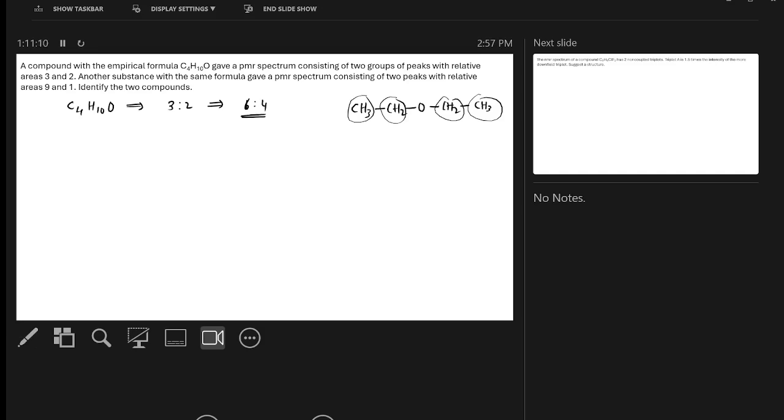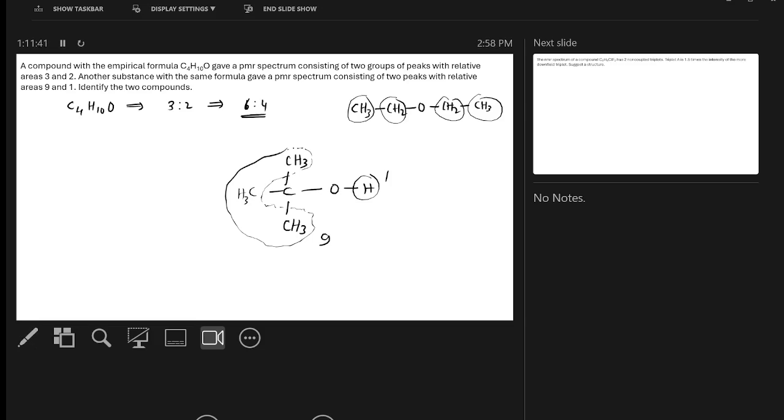Now the second molecule is 9:1. So 9 protons are equivalent, the other proton is different. So we can draw CH3, CH3, CH3O. So this is your 1 proton and this 3. I'll draw this dotted line. These 9 protons will be equivalent.